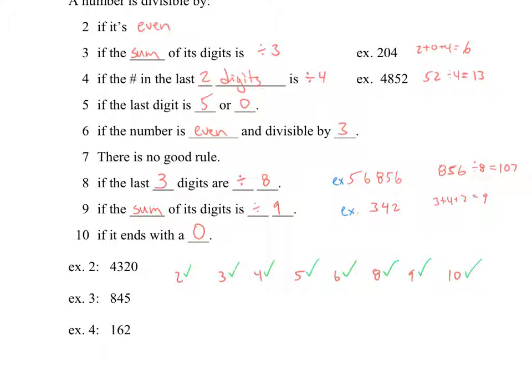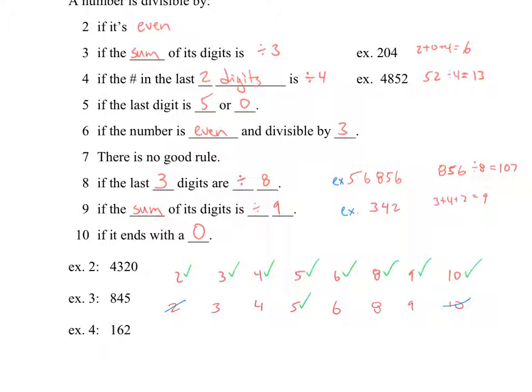Okay. All right, let's look at our next number. 845. So we're going to go 2, 3, 4, 5, 6, 8, 9, 10. Do the easy ones first. Is it an even number? No, it's not an even number, so 2 doesn't work. What about 5s? Yes, it ends in a 5. What about 10s? No. 10s don't work.